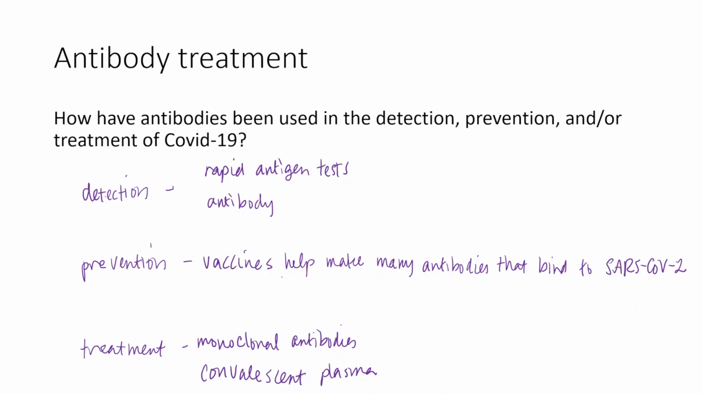And so the main difference between looking for antigens and looking for antibodies: antigens will tell you if you currently have the pathogen in your body, right? The antigen is part of the virus. So if you have virus that's hanging out in there, you'll have virus antigen in your saliva.